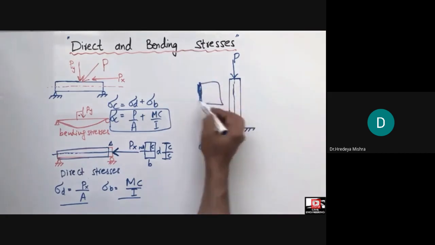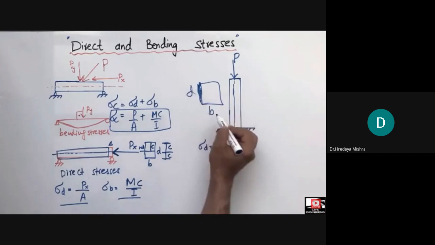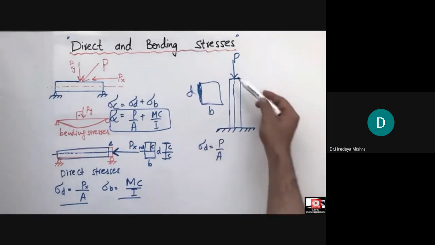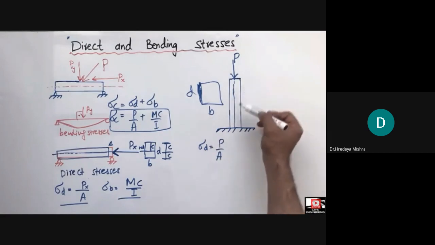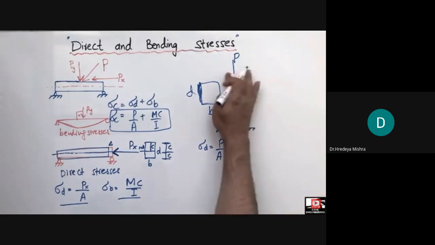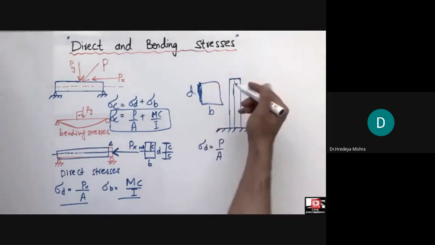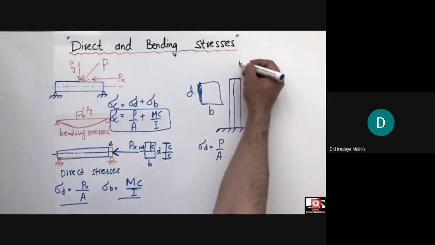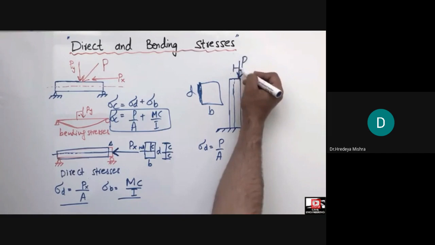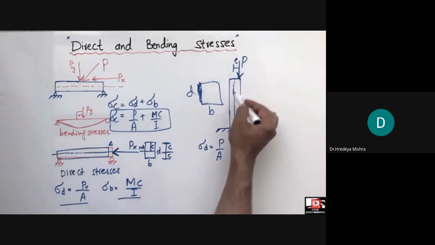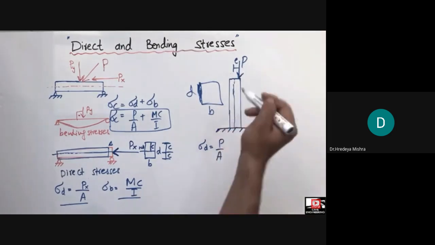This is the cross section of this column, so it will be D, the depth, and the width of the column. Dividing the load by the area, we get the direct stresses on this column. But if this load is now at a certain eccentricity from the center, let's suppose this load P is at the corner, away from the center at a distance E called eccentricity, this load will create some stresses we call bending stresses.